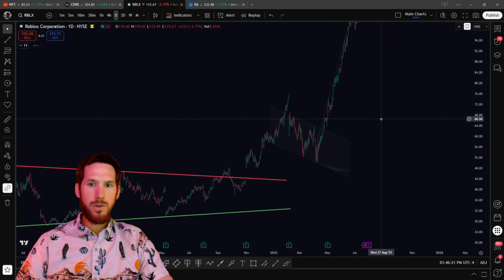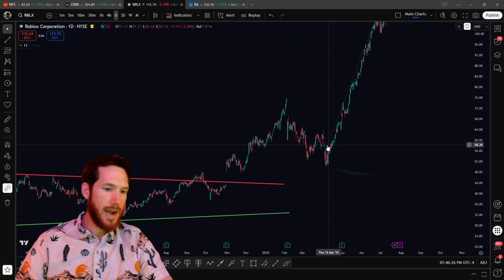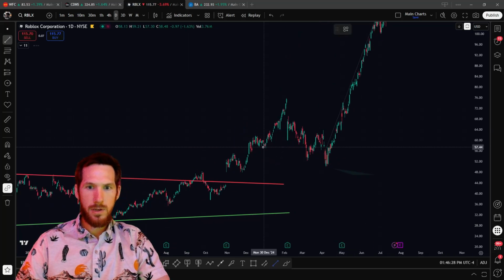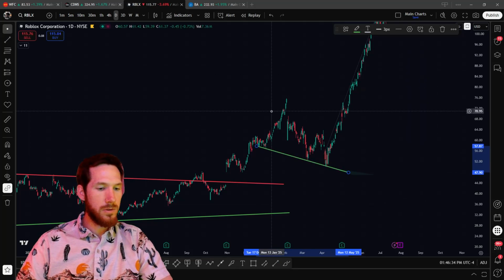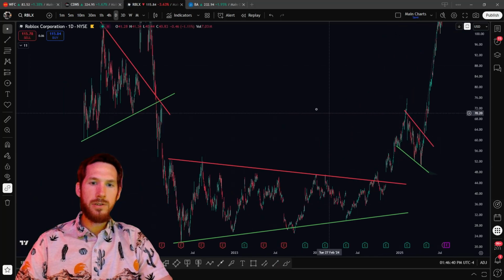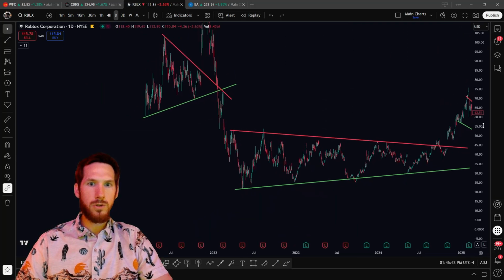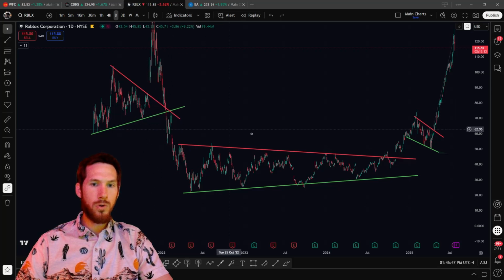And even over here, we have support and resistance, diagonal support and resistance. So here's our support level. I'm going to make that green. And then we're going to do the same thing with our resistance. Okay, so now you can see we've done horizontal support and resistance, and now you can kind of see how we draw diagonal support and resistance.